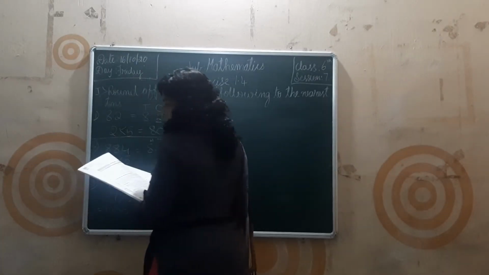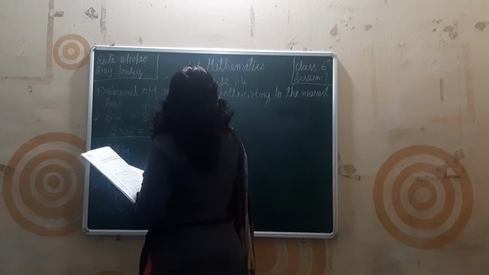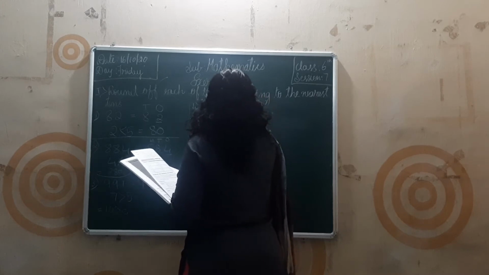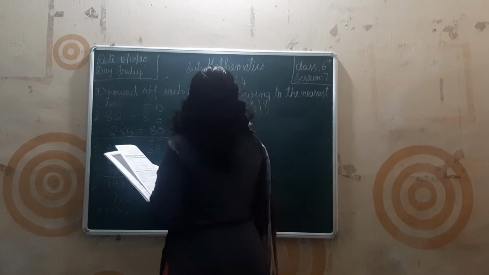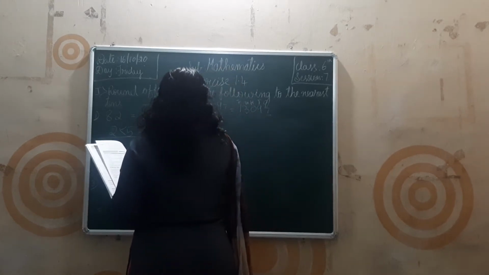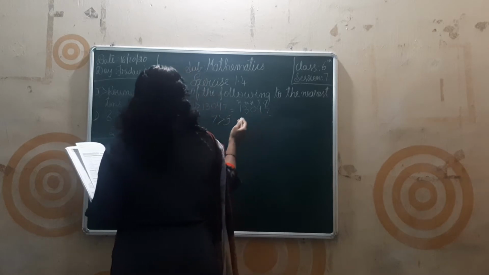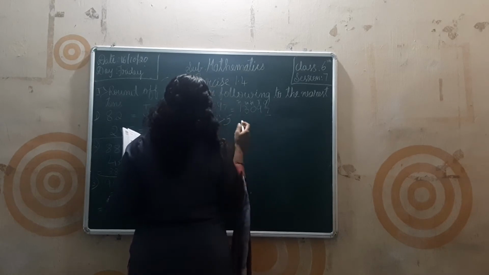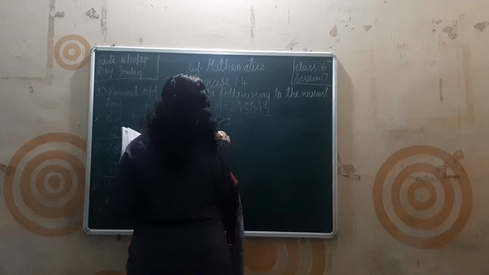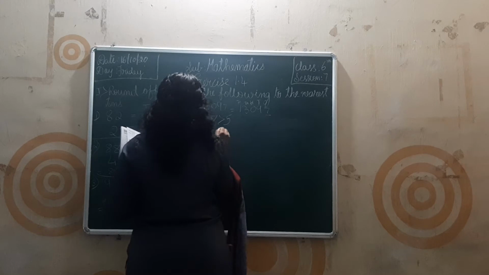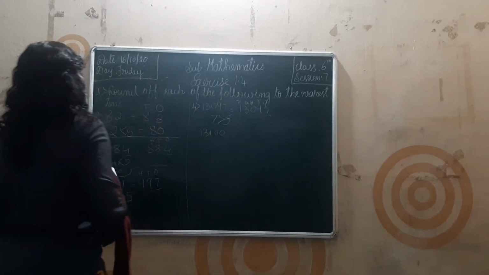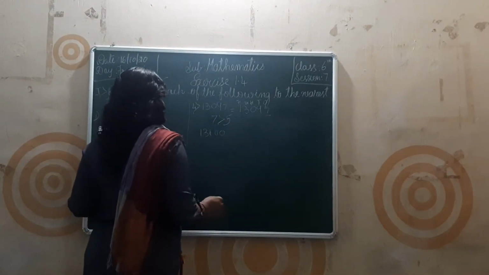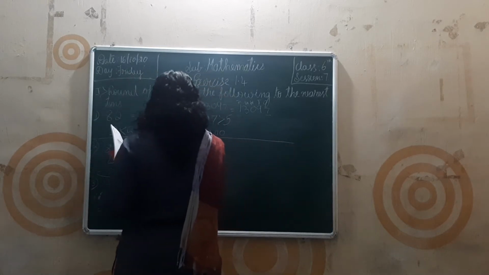Next, fourth one, 13,097. Write down the place values: ones, tens, hundreds, thousands and 10,000s. The ones place is 7, which is greater than 5. So if you add 1 to the nearest tens, it will become 100, so 13,100. 13,097, nearest tens, will become 13,100.